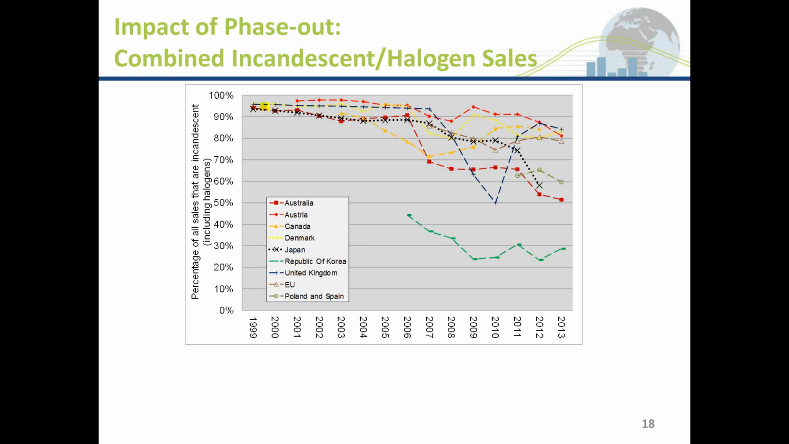What we see is those countries where regulations have come into force around about 2007, 2008, there's been a small reduction in combined halogen and incandescent sales, but broadly speaking, it's only gone from sort of 90, 95% down to 80, 85%. And that explains why there's only been a small uptick in the overall efficiency of lamps sold. There was a big fall in incandescent sales, but there's really just been a migration to halogens.